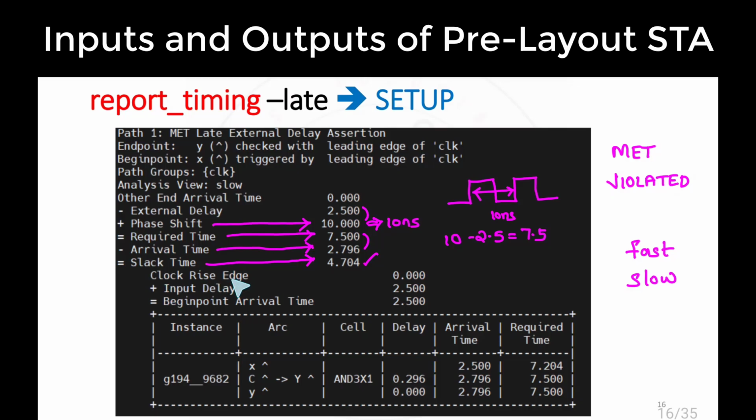Next, coming to clock rising edge. The clock is rising at 0 and input delay. Input delay means it is coming from some external point, that is 2.5, and begin point arrival time. So overall if you add these two, you will get this particular value. This is the instance, these are the arcs, and this is a cell. And 3x1: here I am using a 3-input AND gate, and x1 is called a drive strength. The delay for that is 0.296, and these are the arrival times and these are the required times.